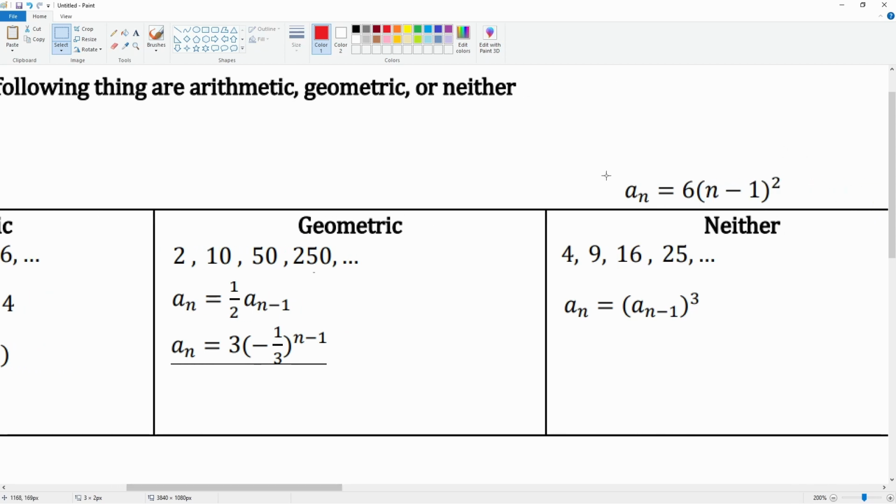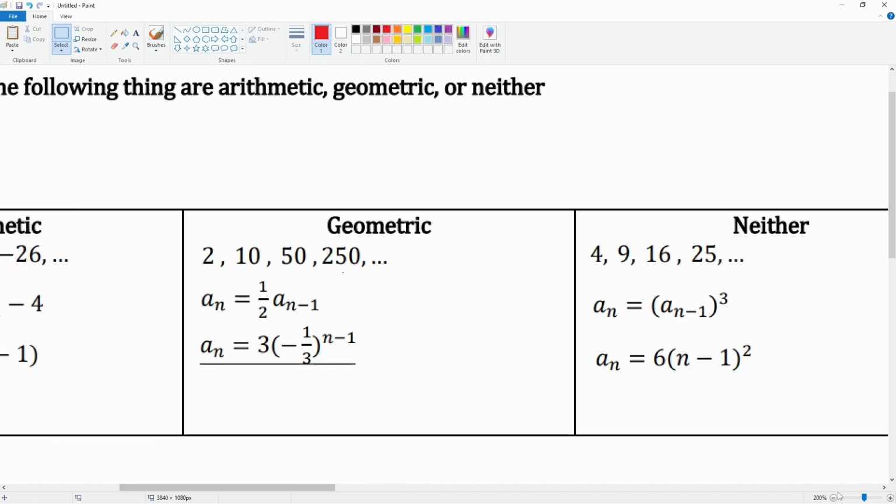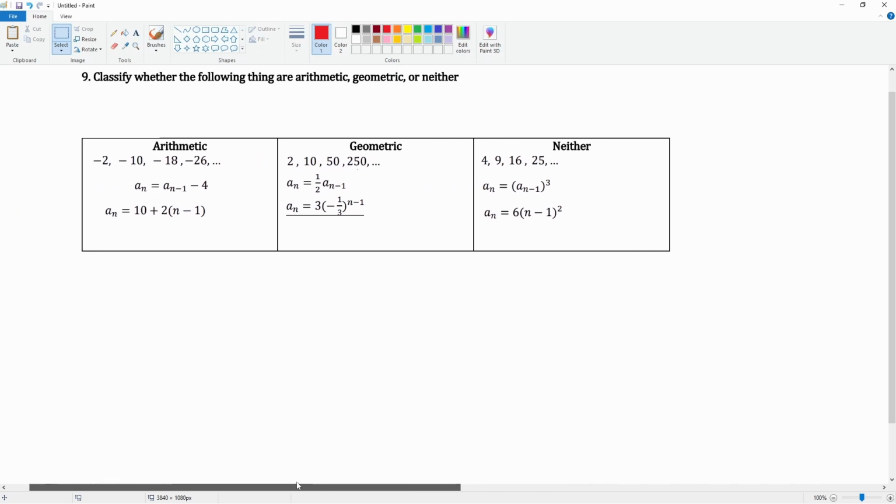Leaving you with the last one, which is a weird 2 up in the exponent as a neither. So there you go. That is classifying them as either arithmetic, geometric, or neither.